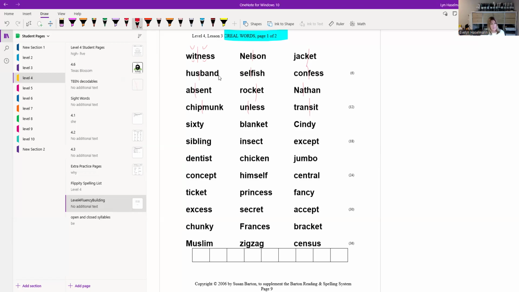Okay, that's it. Level 4, lesson number 3. And so, again, what's our goal? Our goal is decoding and not guessing. We are taking back the power and we are decoding these words instead of being good guessers, lucky guessers.